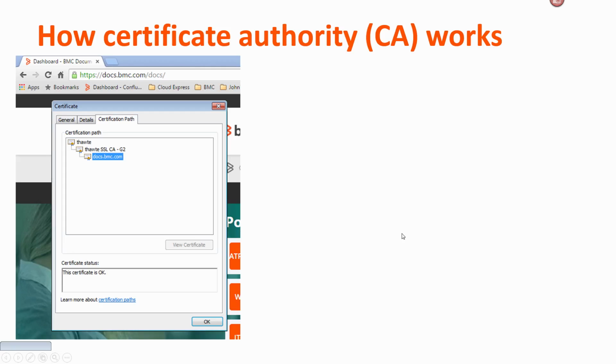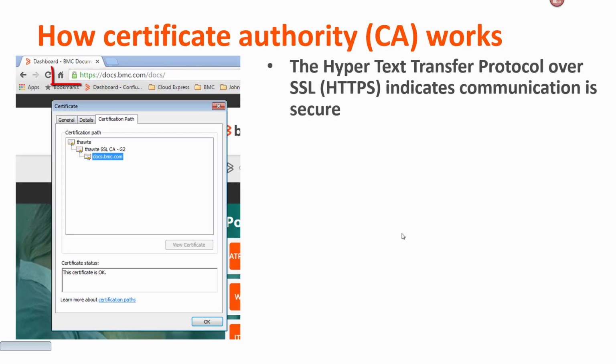Let's look at the URL to the docs.bmc.com website, and you'll notice some interesting things with it. When you use HTTPS in a URL, the Hypertext Transfer Protocol over SSL shows you that the communication over the internet is encrypted to prevent eavesdropping from hackers and other kinds of evildoers. But that's not the only layer of protection.